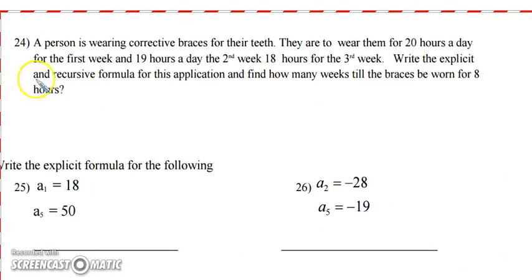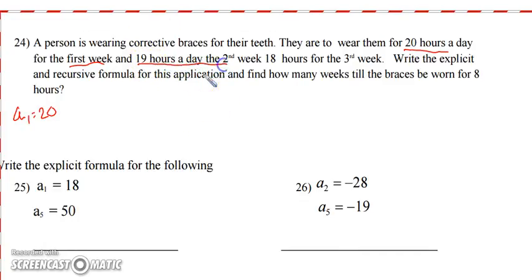Looking at this, this one can be tricky. A person is wearing corrective braces for their teeth. They are to wear them for 20 hours a day for the first week. So I think that's A1. And 19 hours a day on the second week.